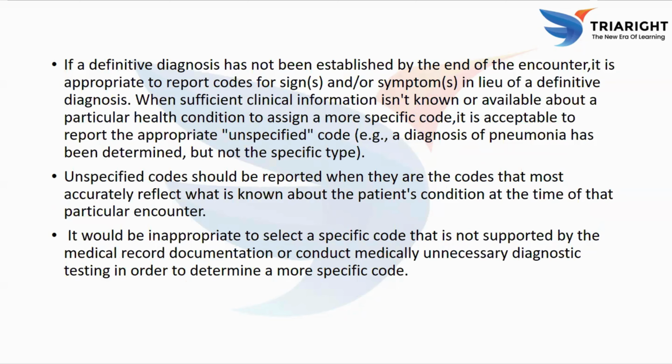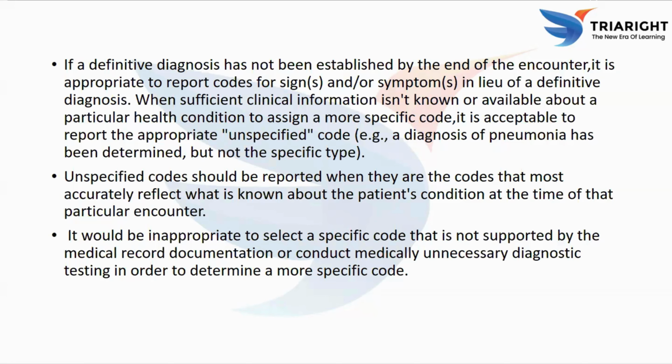So definitive diagnosis. What happens when a definitive diagnosis is not known? Sometimes by the end of a visit or encounter, the doctor may not know the exact diagnosis. In that case, it's okay to code for the signs or symptoms, like cough, fever, etc., instead of the final diagnosis. So how to use the unspecified code? If the doctor knows something about the condition but not enough for a specific code, you can use an unspecified code.